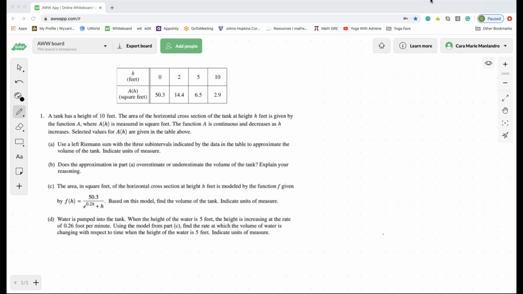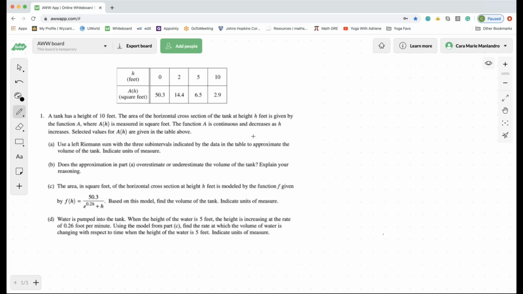Awesome. All right, so this is the 2017 free response, and I'm going to do my best to explain all of the concepts around them. Here we have a tank that has a height of 10 feet, and the area of the horizontal cross section is over here. Essentially we have this table. It's looking like it's going to be a Riemann sum thing here. The function A is continuous.